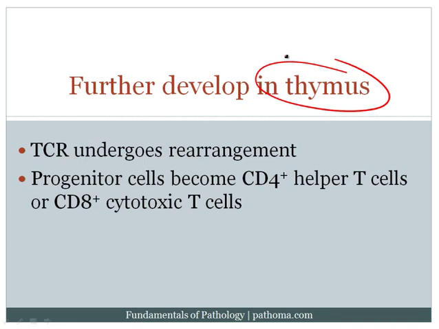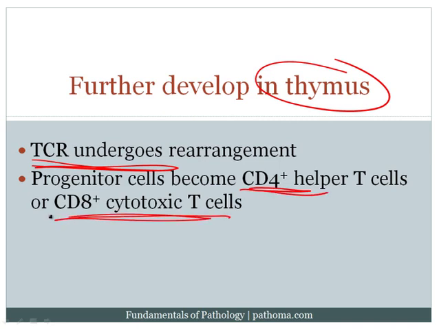Remember that it's in the thymus that they basically go to college. And in the thymus, they learn how to undergo T-cell rearrangement, so their T-cell receptor, or TCR, undergoes rearrangement, and those progenitor cells become CD4 positive helper cells, or they can graduate and become CD8 positive cytotoxic T cells. And all of this development normally occurs in the thymus.